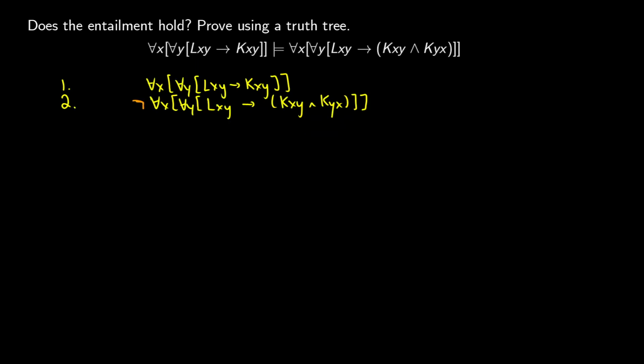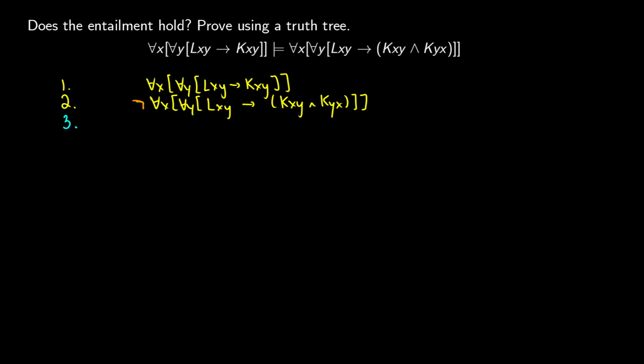Now, for the last one, for all x for all y, if LXY then KXY, entails that for all x for all y, if LXY, then you get KXY and KYX. Okay, so this one is a lot more of a toughie. So let's see what we can do with this. We're just going to go through this systematically.